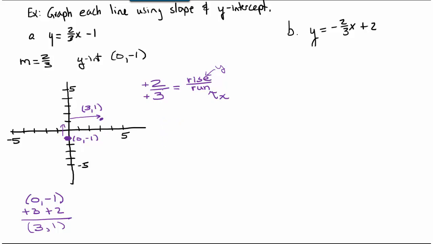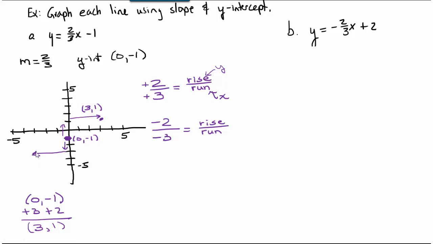Here's what I mean. 2/3 positive could also be interpreted as -2 divided by -3. So if you think of that as your rise over your run, then that's telling you to go down 2 and to the left 3. So let's see what happens when we do that. Down 2 and to the left 3.